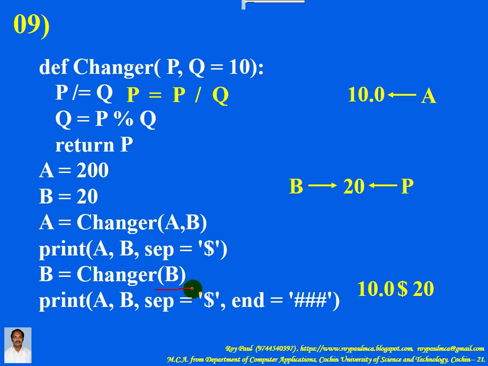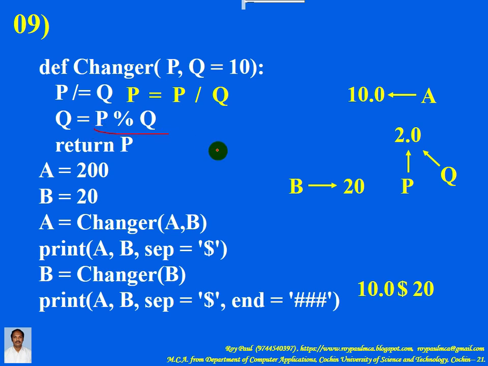Now the second argument is missing, so default value appears in variable Q. So Q is pointing to 10. Now this is short form, expanded form. P divided by Q. What is P divided by Q? 20 divided by 10, 2.0, because division operator returns the answer as a decimal number. So P is pointing to 2.0. You can cancel this and your P is pointing to 2.0.